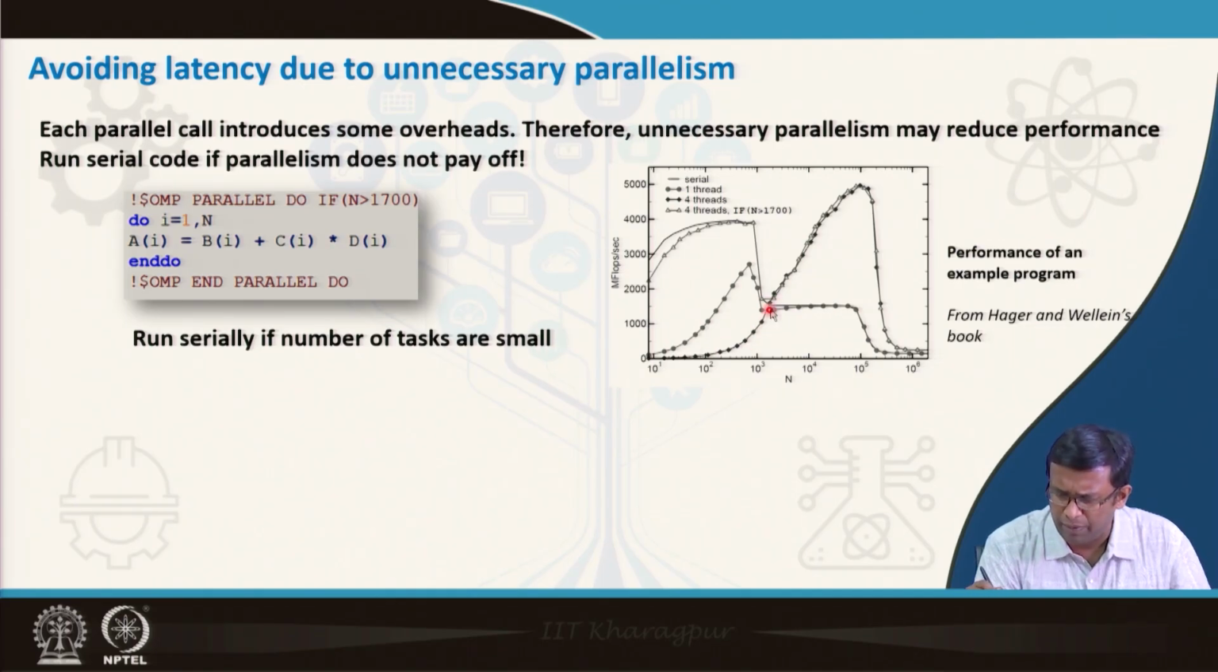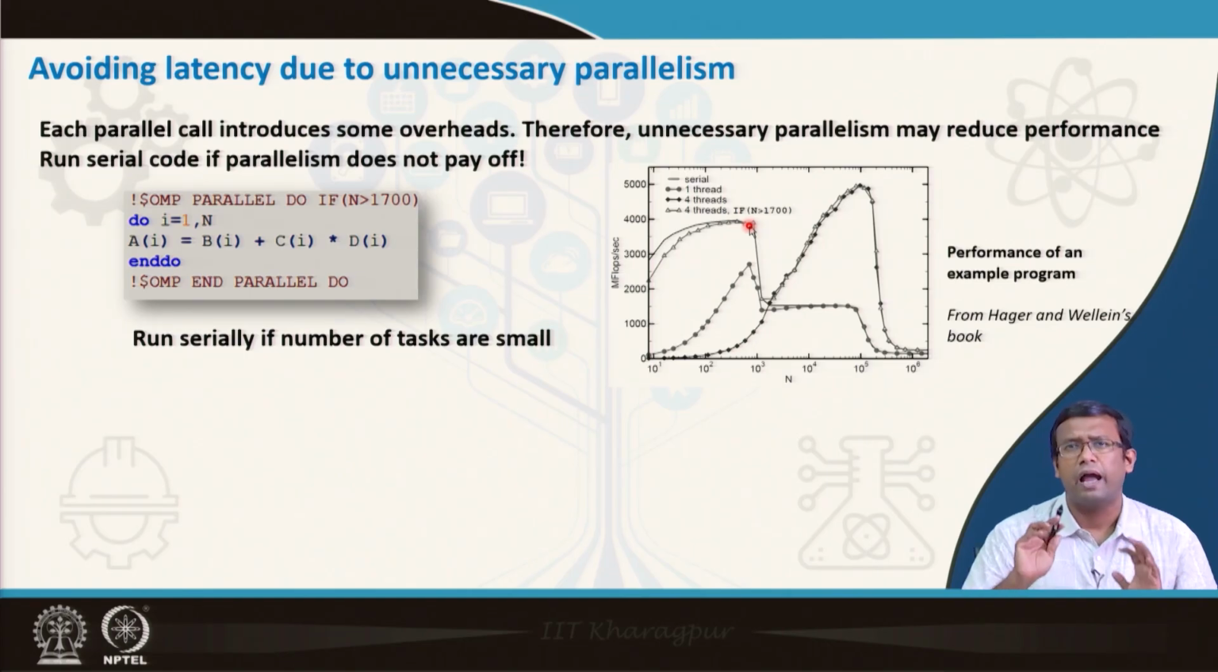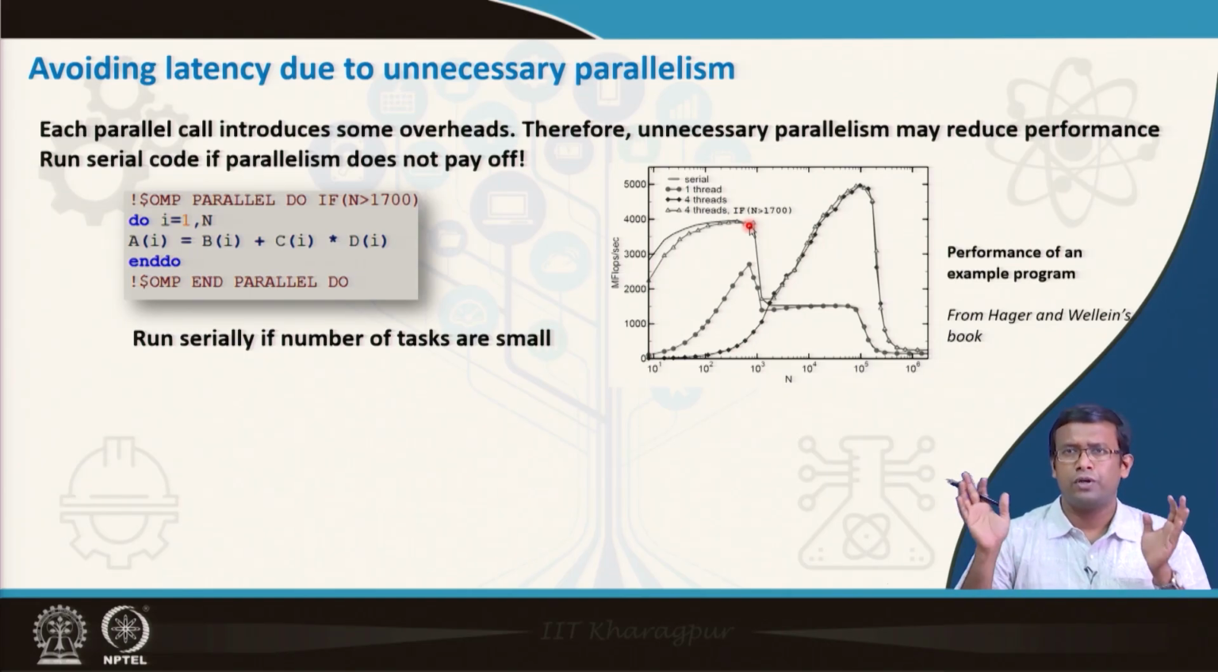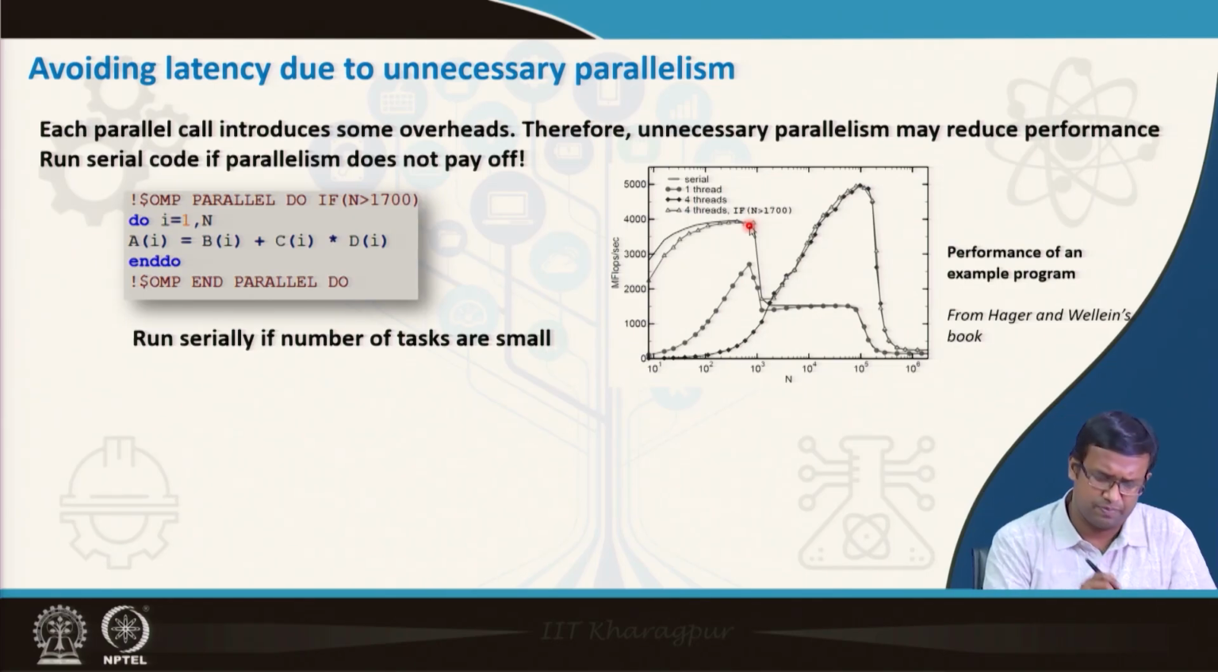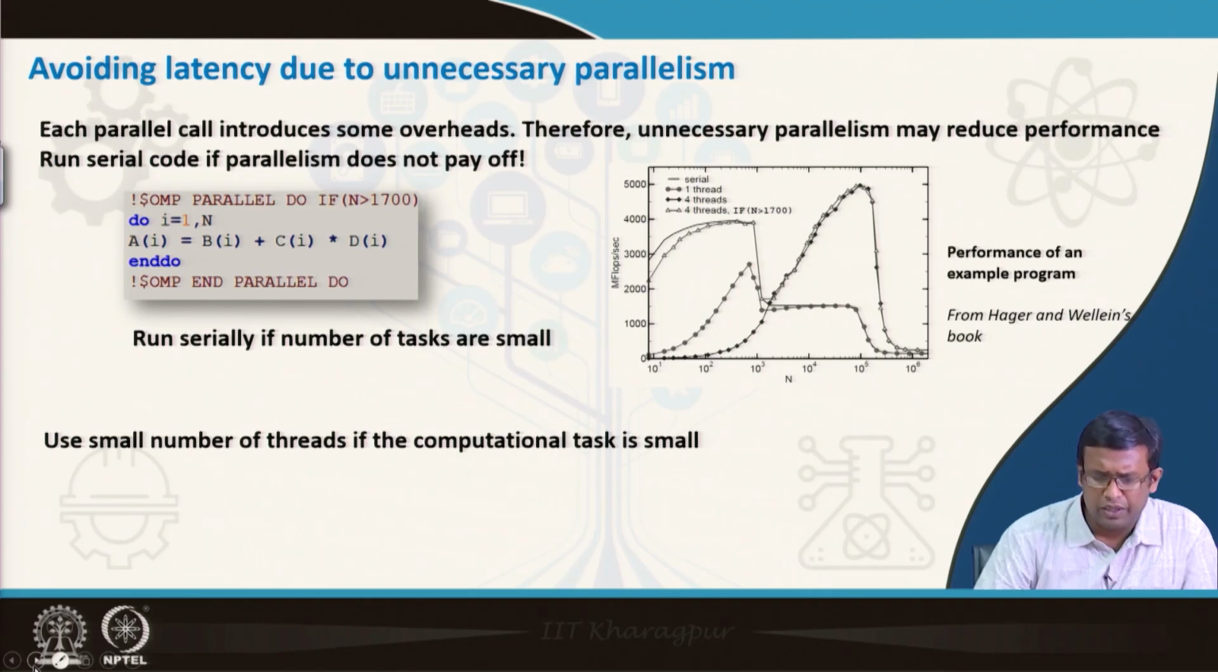So, up to the point where running in multiple threads is not beneficial, we run it serially. Running multiple threads is not beneficial when the task is small. So, if the given job is small, it is more judicious to run it serially. If the given job is large, then we can launch multiple threads. If the computational task is small, you either run it serially or use a small number of threads.